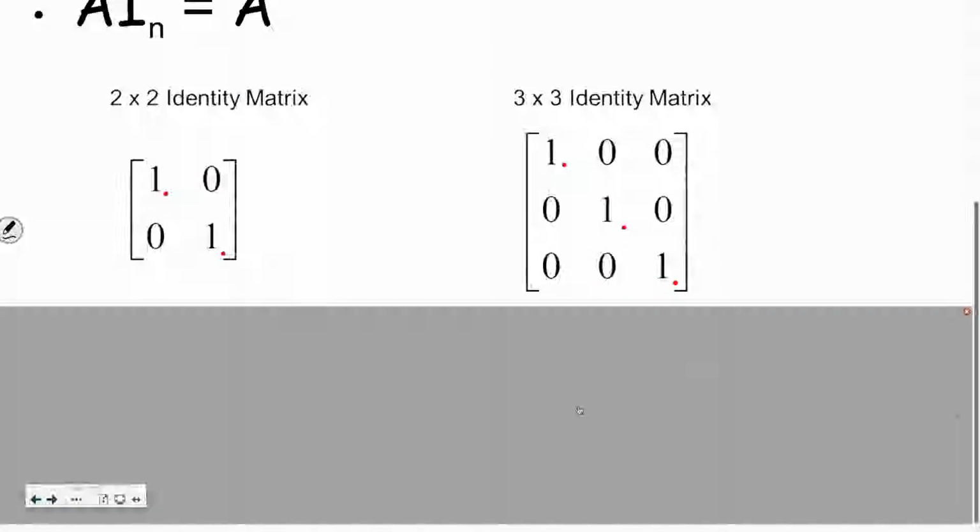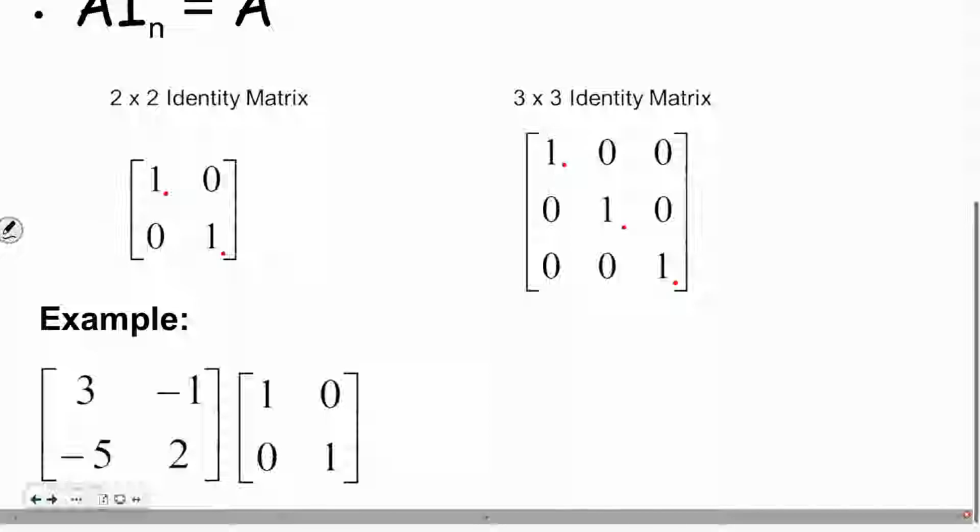Now, just so that we can confirm the identity matrix does the thing we think it will do, let's practice multiplying by the identity matrix.